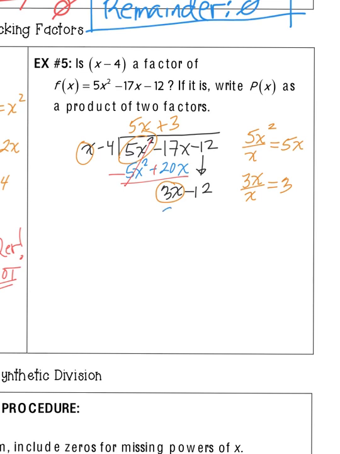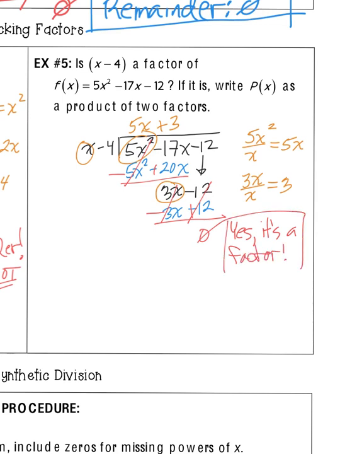3 times x is 3x. 3 times negative 4 is negative 12. Don't forget to draw your line and change all your signs, and lo and behold, everything cancels and you have no remainder. So since you have no remainder, yes, x minus 4 is a factor of the polynomial. So yes, it's a factor.